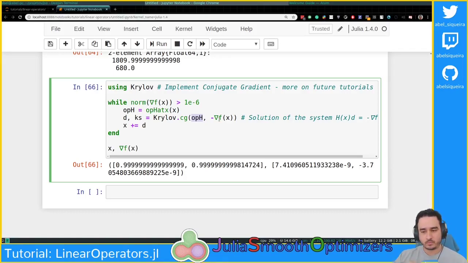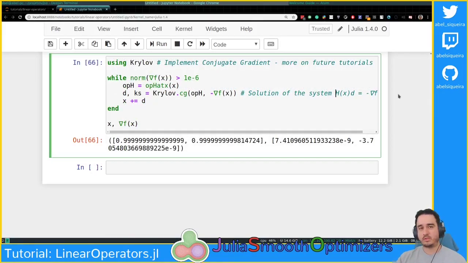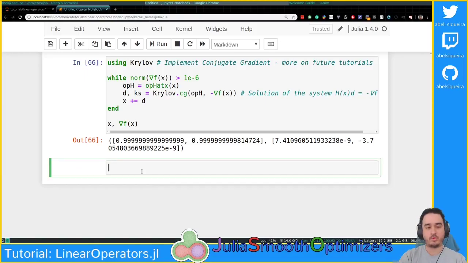Okay, so this is one of the main reasons that we have linear operators at JuliaSmoothOptimizers. It began when we were worried about how to solve this. Actually, Dominique was worried about how to solve these problems efficiently, and it actually started in Python. I don't know how many years ago. Okay, so a quick word on pre-allocated operators.